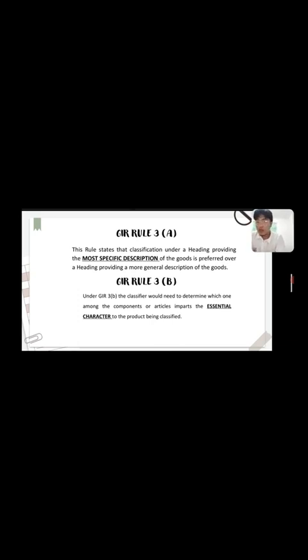Okay. When a product is potentially classifiable in more than one heading because it consists of two or more different components or articles, and no heading in the HS nomenclature covers such a product as a whole, the product is to be classified according to the component or article that gives the product its essential character. The provisions of GRI Rule 3B only relate to mixtures, composite goods consisting of different materials or components, and goods put up in sets for retail sale.